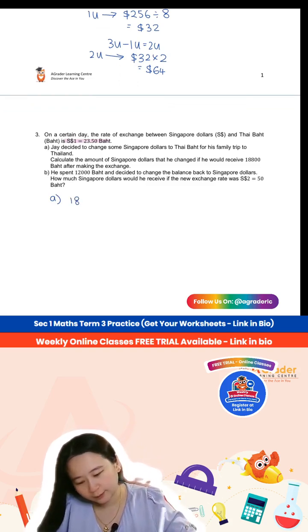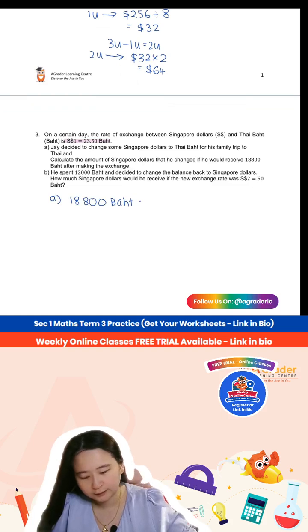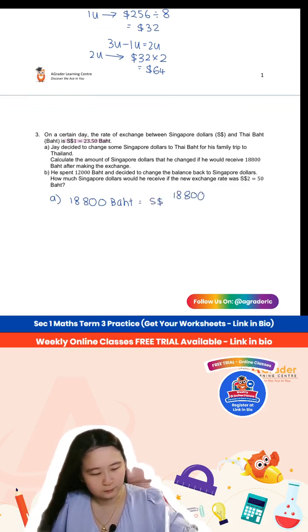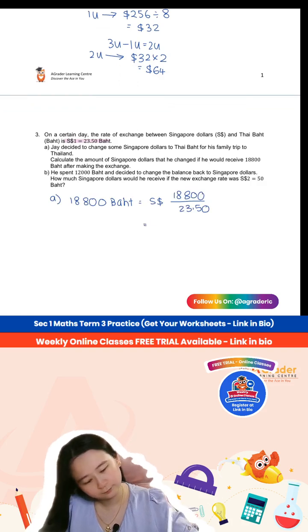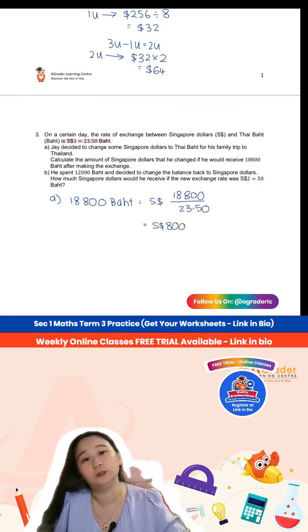So 18,800 baht is equal to Singapore dollars. You divide by 23.5. It will be Singapore $800.